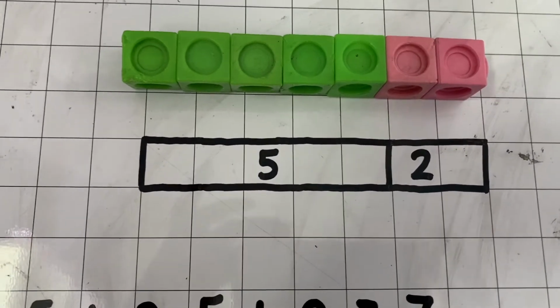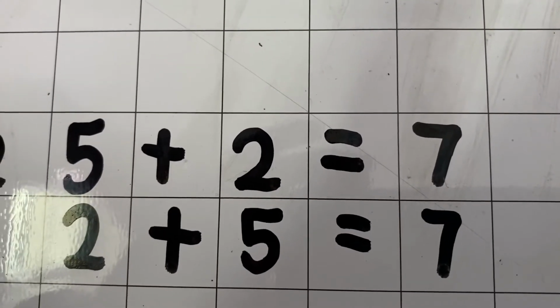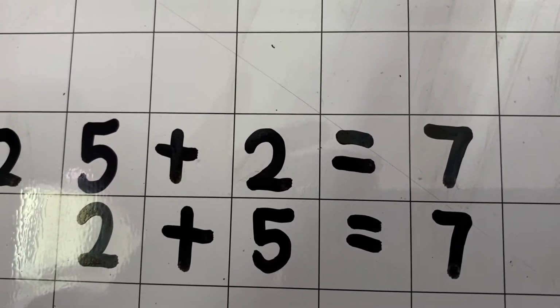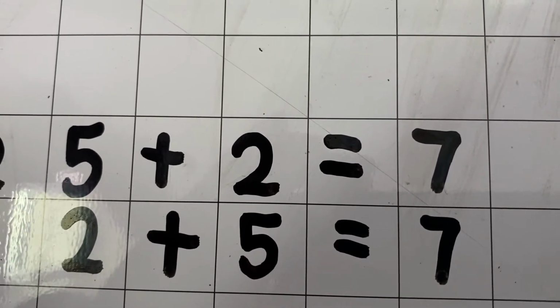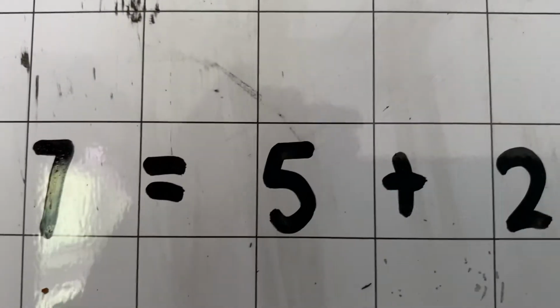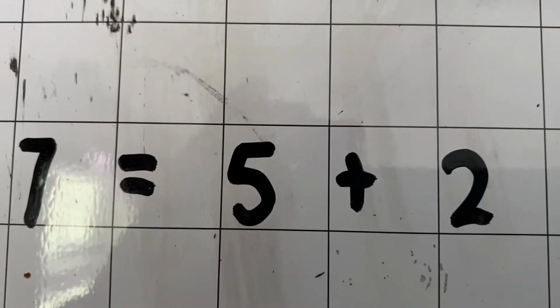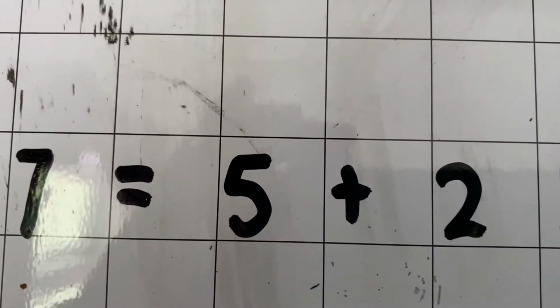Finally, children will be able to move on to the abstract method of writing the number sentences, understanding that addition can be done in different ways. 5 add 2 equals 7, 2 add 5 equals 7, and also 7 equals 5 add 2, or 7 equals 2 add 5.